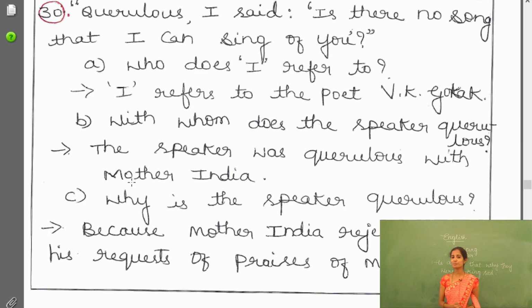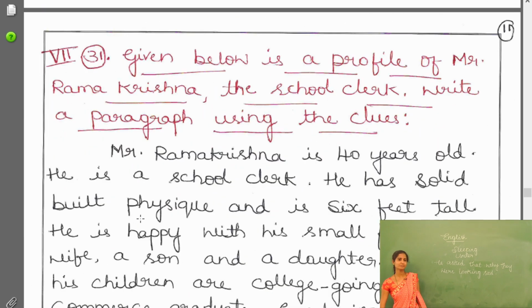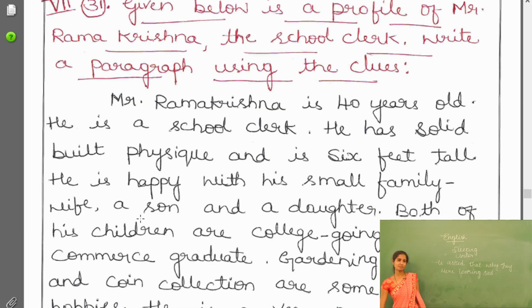Why is the speaker querulous? Because Mother India rejected all his requests of praises of the motherland. Okay. And the 31st question is about a profile. Looking at the information, you have to write a profile there.